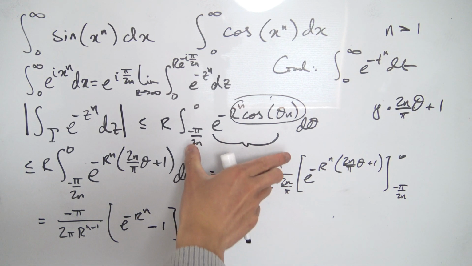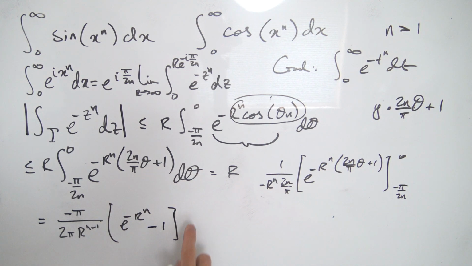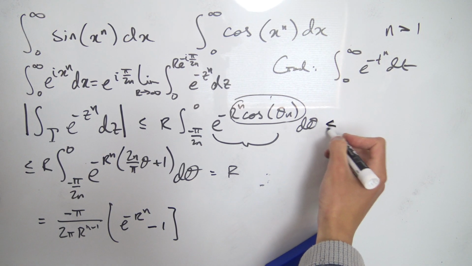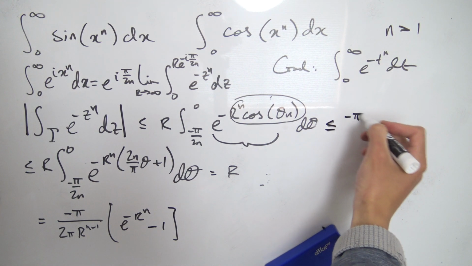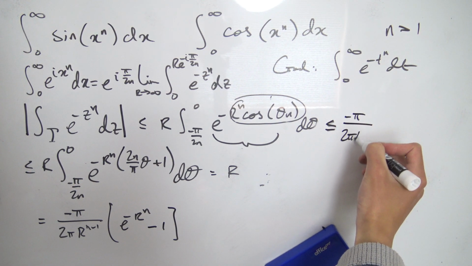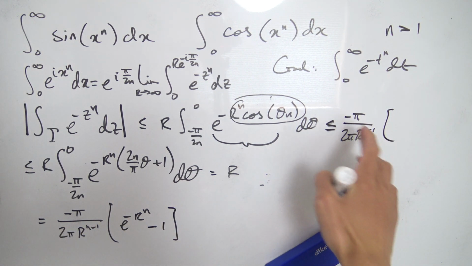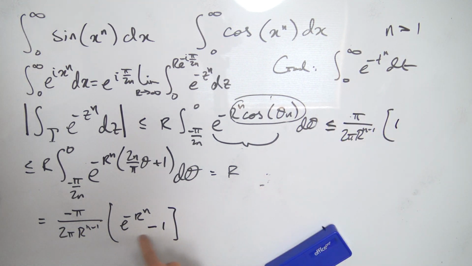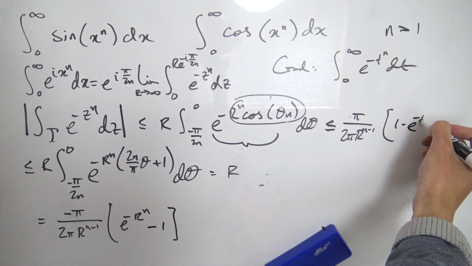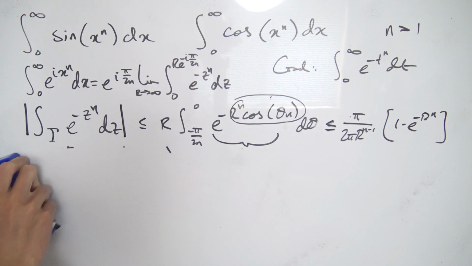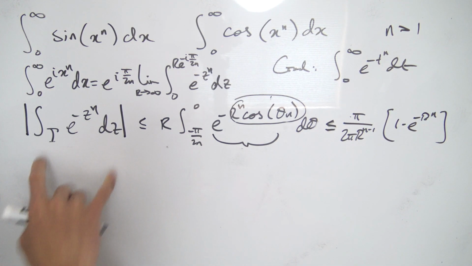So notice this integral is less than this integral, which evaluates to this thing over here. And now let's see what happens. So we know this integral is less than or equal to minus pi over 2n r to the n minus 1. And then let's actually get rid of this negative by interchanging the stuff on the inside, so 1 minus e to the minus r to the n. Okay, and remember we wanted to apply the limit on this integral.